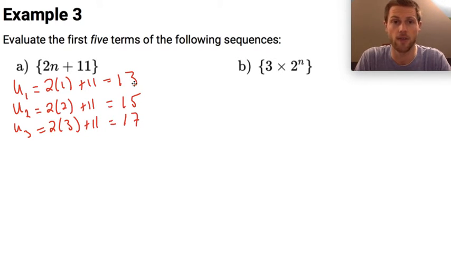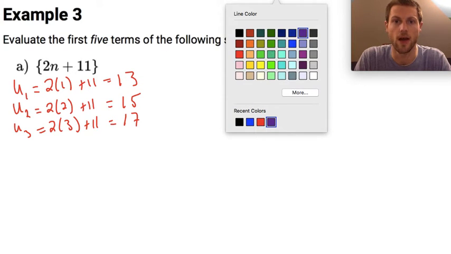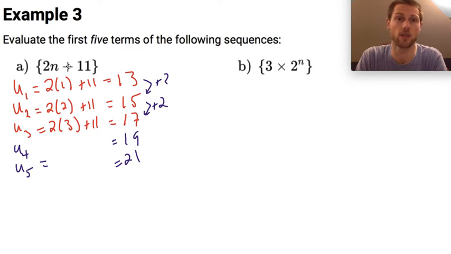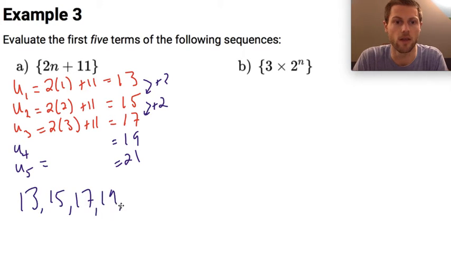And if we're analyzing the pattern here, you can see what's going on. I am adding 2 each time I go one further term out in the sequence. So I'm not going to actually continue to put in different numbers for n, but I can safely assume that u sub 4 is going to equal 2 more than 17, and u sub 5 is going to equal 2 more than 19. And that should make sense since this looks like a linear equation, so it makes sense that we are moving up and down in an addition or subtraction linear pattern. So my 5 terms are going to be 13, 15, 17, 19, and 21.